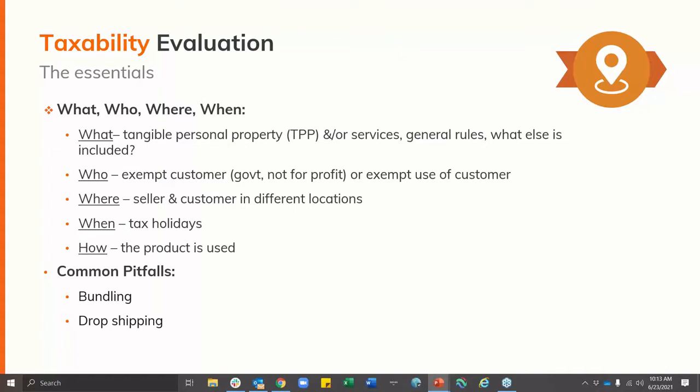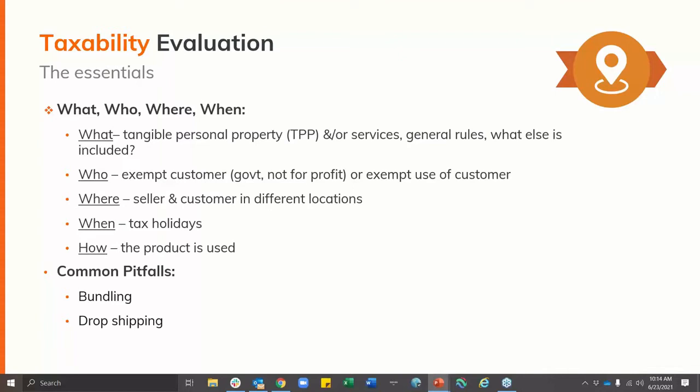Yep. So let's talk about the taxability evaluation. Whenever you're looking at that, it's incredibly important that you sit down and take some time. What are you selling? Tangible personal property and taxable services, just tangible personal property, just taxable services? It's important to understand how that state is going to look at and define the taxability of what you are actually doing. Then you want to look at who your customers are. Is it an exempt customer, government, not-for-profit? Is the product or service you're selling defined as exempt because of its use? Where are your customers?